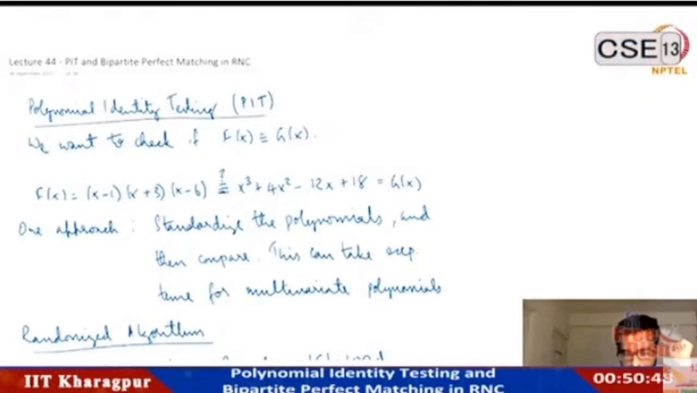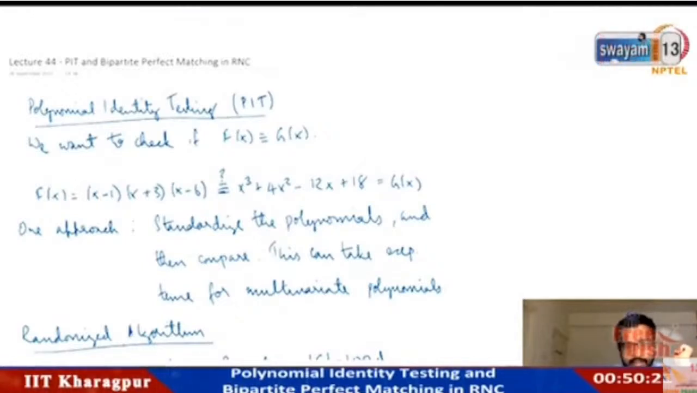So what is polynomial identity testing? We'll see that, and then we will see an application of polynomial identity testing to the problem of determining whether a given bipartite graph has a perfect matching. And then that would imply that this problem of determining whether a bipartite graph has a perfect matching is in a class called randomized NC.